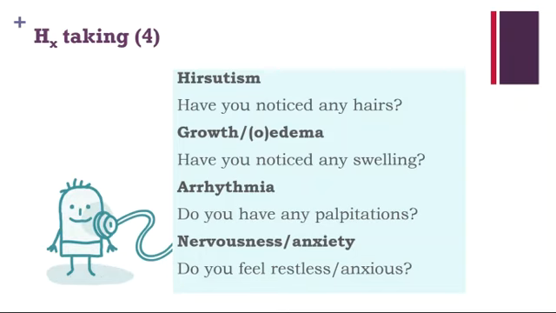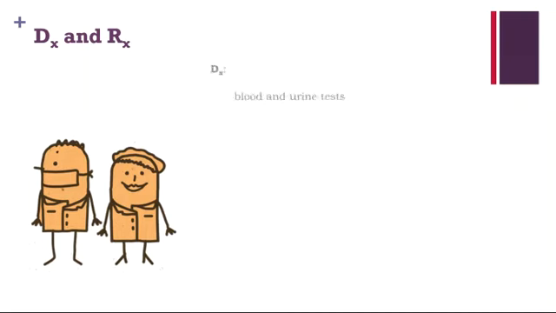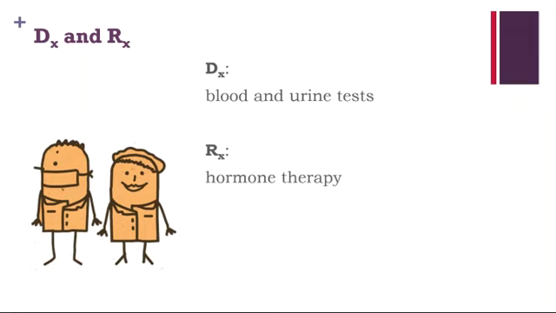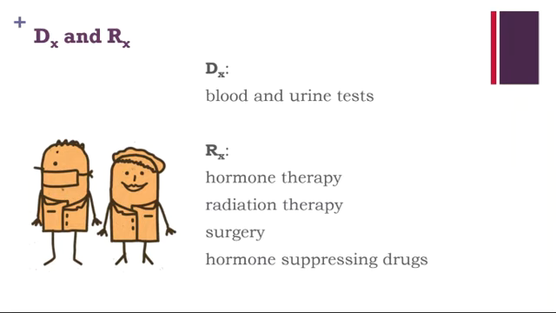Now, let's review the main diagnostic tools and treatment options. Blood and urine tests to check the hormone levels. Hypofunction disorders are usually treated by replacement of the peripheral endocrine hormone, regardless of whether the defect is primary or secondary. Radiation therapy, surgery, and drugs that suppress hormone production are used to treat hyperfunction disorders.